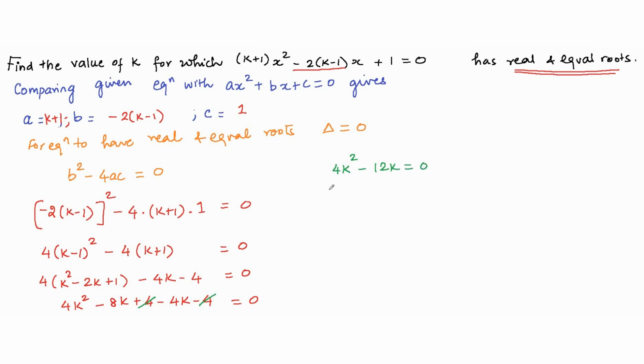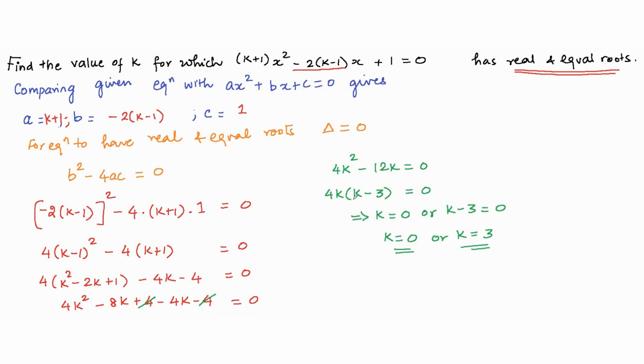Of course I can factorize this. I can take 4k out as common. So it becomes 4k times k minus 3 equals 0. This implies k is equal to 0 or k minus 3 is equal to 0. Or I can say that k equals 0 or k equals 3. So the values of k for which this equation will have real and equal roots is going to be k equals 0 or k equals 3.